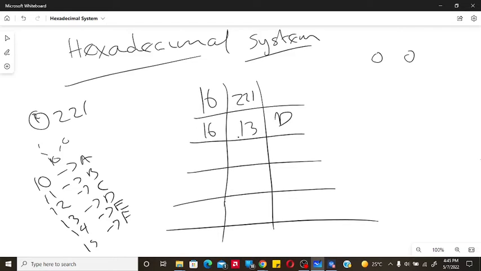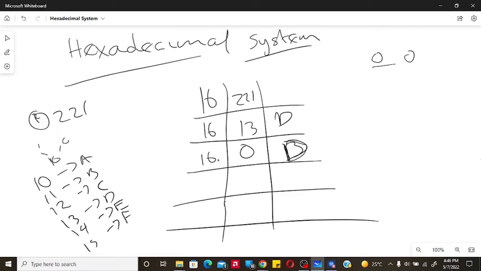You divide 13 again by 16. You continue the division process until you get to a point where you have 0. So 13 divided by 16: 16 is bigger than 13, so it can't go into 13, and the answer is 0. Your remainder is 13. Now we're not going to write 13 again, instead we're going to write a D here. Sorry for this mess, but you get the point. Instead of writing the 13, we write a D, as 13 in the hexadecimal system is represented by a D.